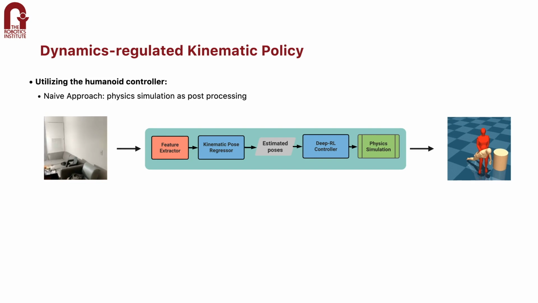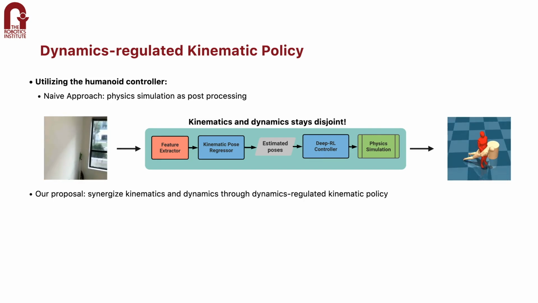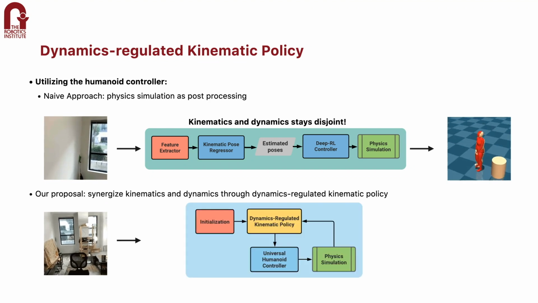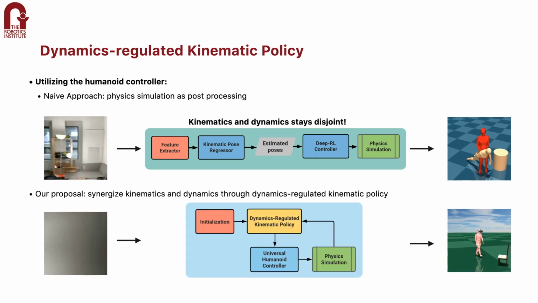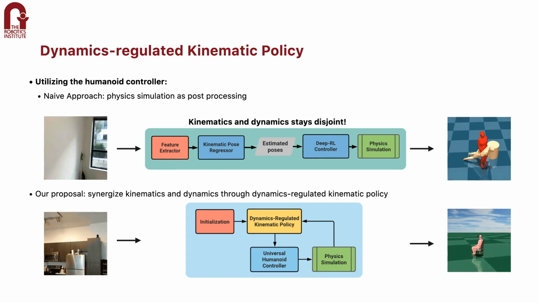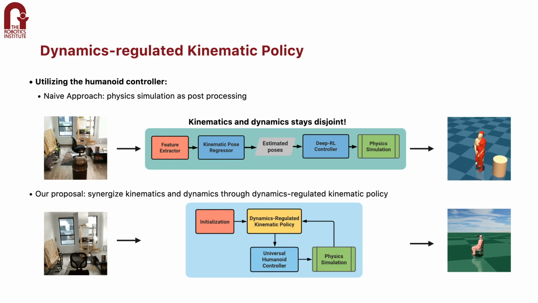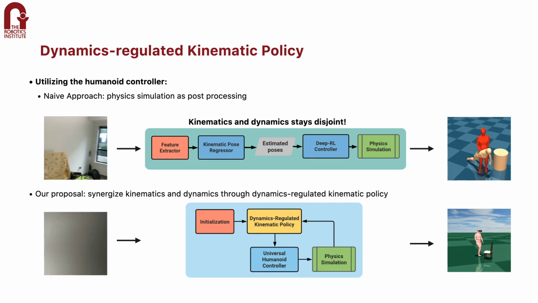Thus, we propose to tightly integrate these two and devise a kinematic policy that directly operates inside the physics simulation. Instead of attaching the universal humanoid controller at the end without any feedback to the kinematic model, we form a closed loop system where the kinematic model will receive feedback from the physics simulation.